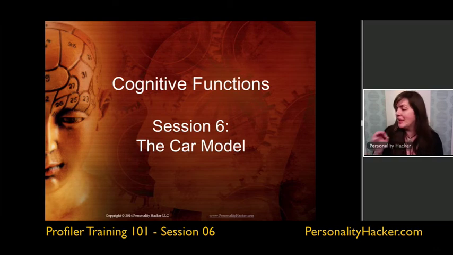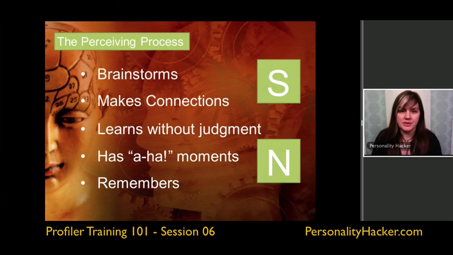All right, so let's talk about the perceiving and the judging processes again. What is a perceiving process? A perceiving process brainstorms, makes connections, learns without judgment, has aha moments, and remembers things. All right, that's what a perceiving process does. That's not an exhaustive list, right? That's a truncated list, but fundamentally that's what the perceiving processes do. And that's the S or the N in your 4-letter code.